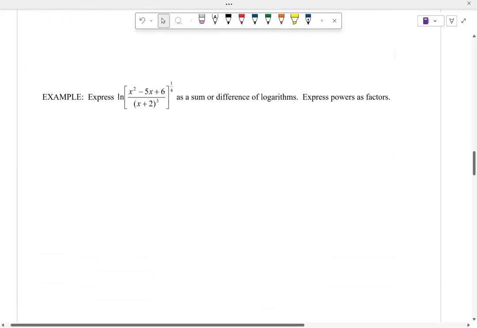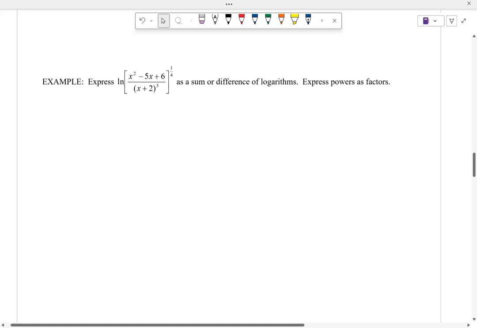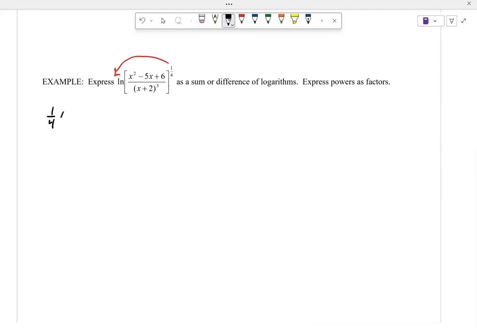Well, let's try this one now. Notice that I have natural log of all this stuff to the 1/4. So the first thing I'm going to do is put that 1/4 in front. 1/4 natural log of this stuff, x squared minus 5x plus 6 over x plus 2 quantity cubed. And the second step is then I'll use the quotient rule.